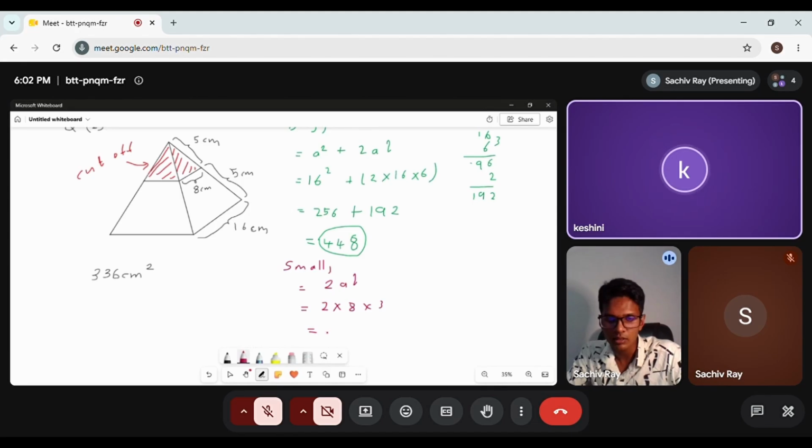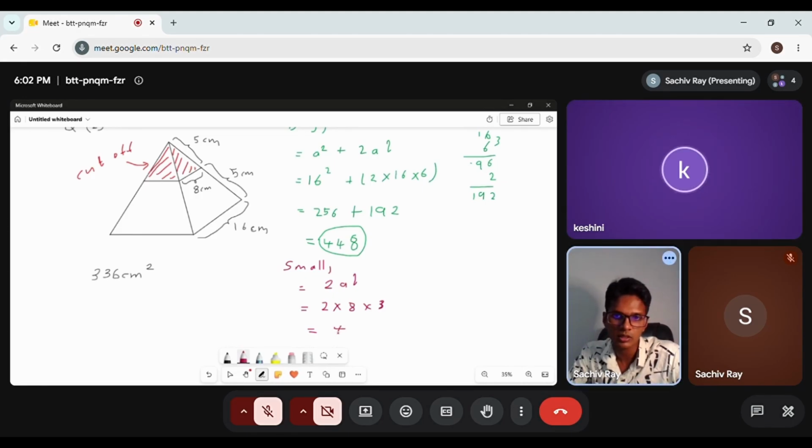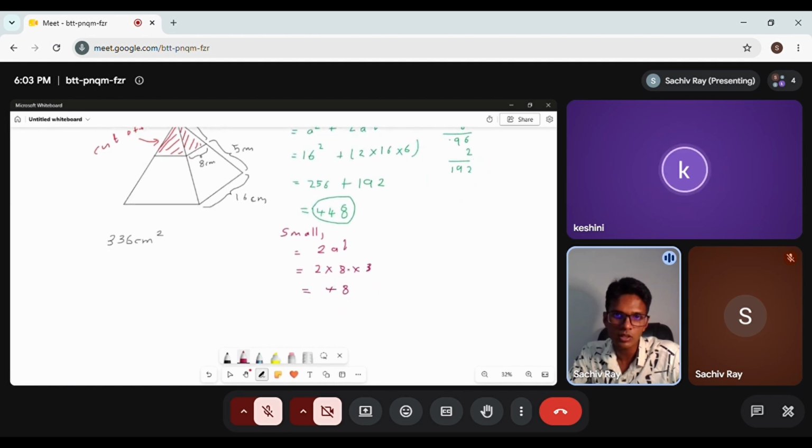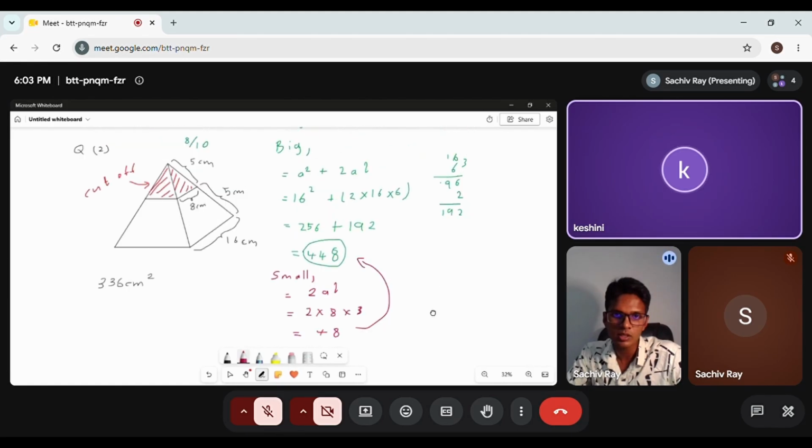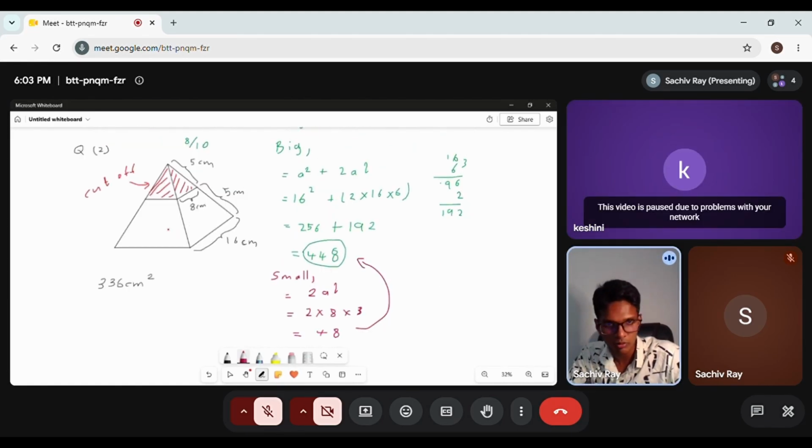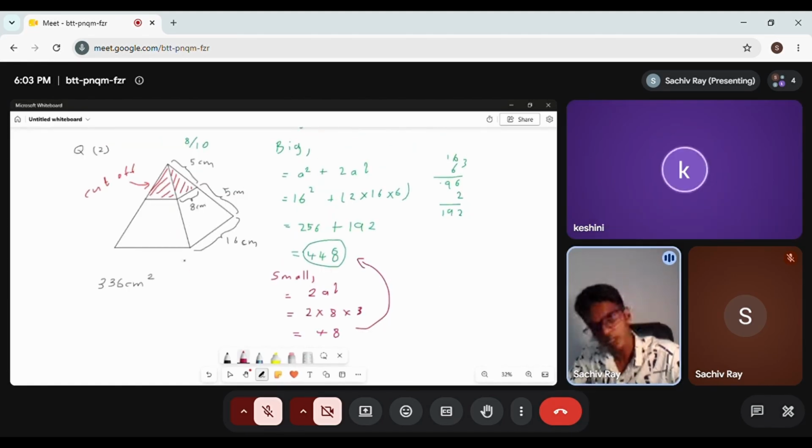Now, what is the area? 8 times 3 will be 24, 48, right? So now we have to subtract 48 from this one, right? Because this was the total area. We found all four sides of the triangles and the base.